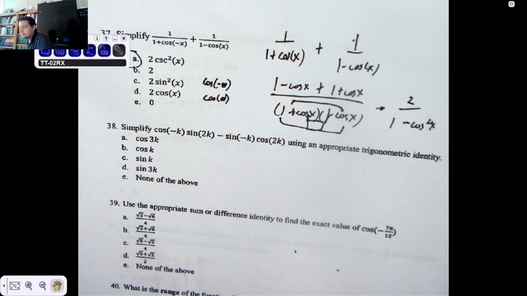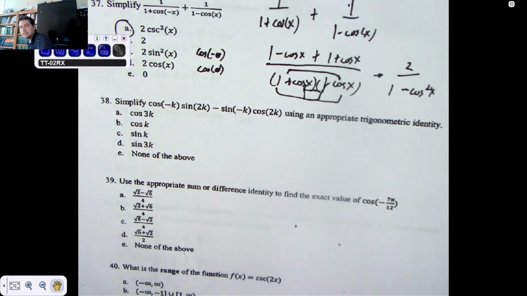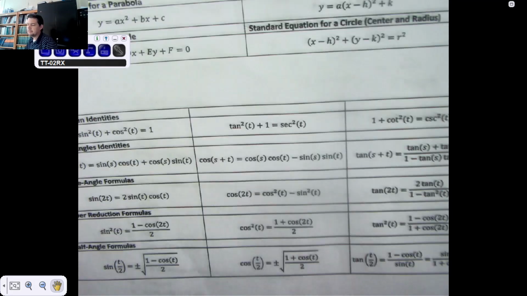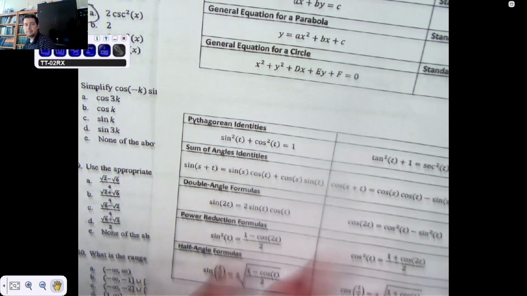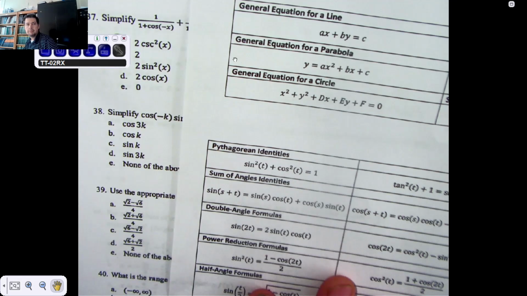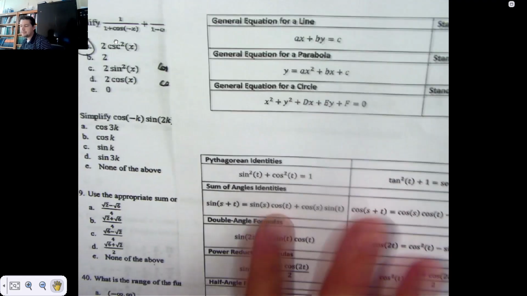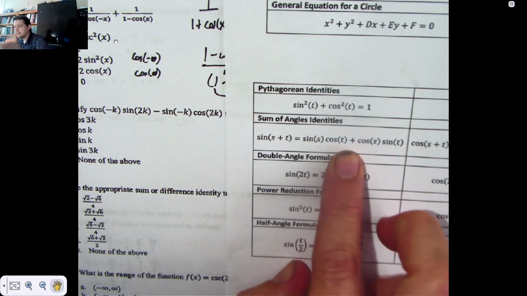You can also cheat. Use something like pi or pi over 2. See which ones are equivalent. Simplify cosine of negative k, sine of 2k, minus sine of negative k, cosine of 2k. That looks familiar to me. It looks like this, right here. I don't know why that little thing's all up in my business. Go away. It looks like this, but maybe they have a minus sign.